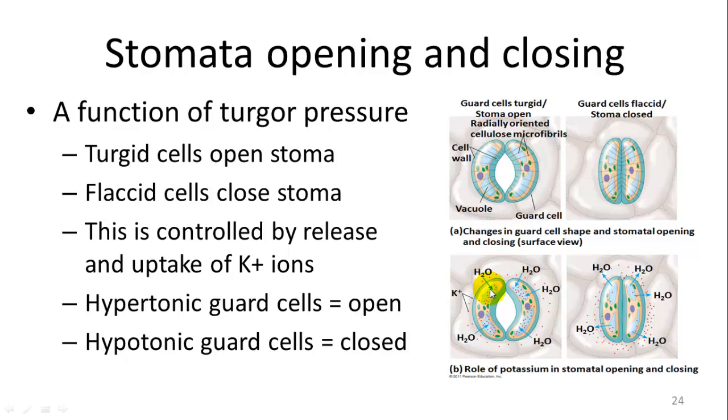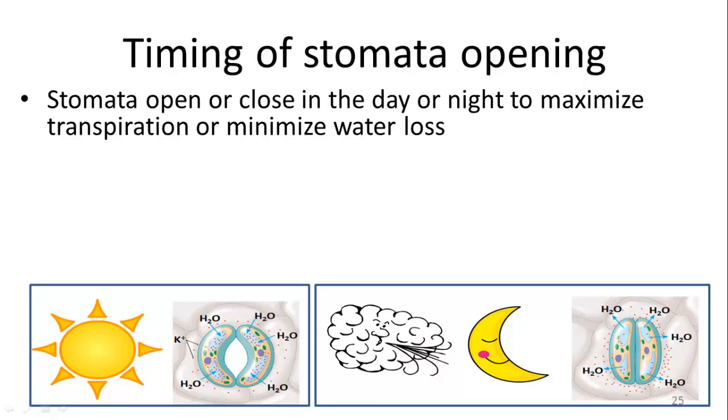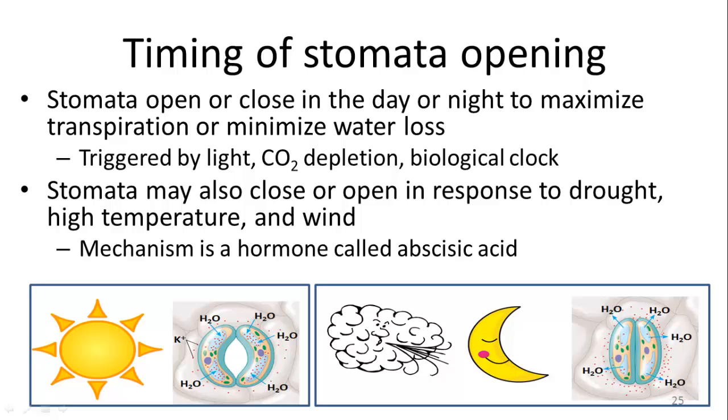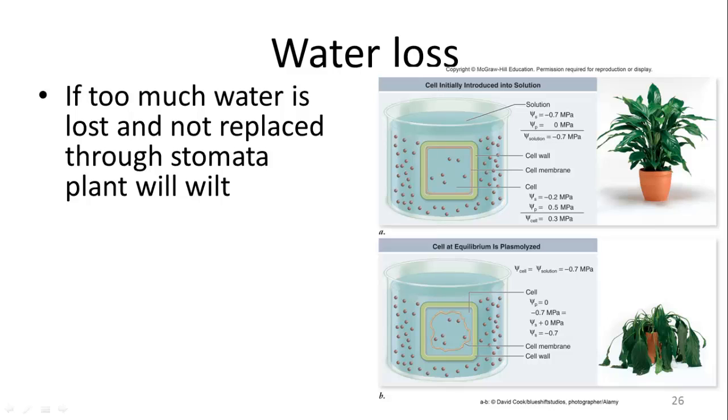So hypertonic guard cells are open, hypotonic guard cells are closed. Now, stomata can be open or closed on the day or the night, depending on whether transpiration or the minimization of water loss is more important. This is triggered by light, temperature, carbon dioxide, and just the biological clock of plants. But they can also open or close in response to drought, high temperature, and wind, all of which will affect the evaporation. The mechanism is through a hormone called abscisic acid.